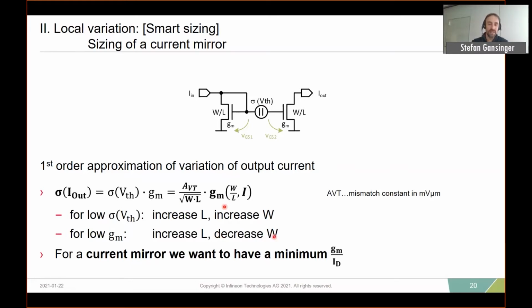So to summarize this, for the current mirror, we want to have a minimum Gm over ID to have a small variation of the output current. Or in other words, we want to have a narrow but long transistor. It's in the slides, but I'm not showing you today, but I mentioned it. For the differential pair, it's different. For the differential pair, for instance, we want to have a maximum Gm over ID. So it's opposite to the current mirror.